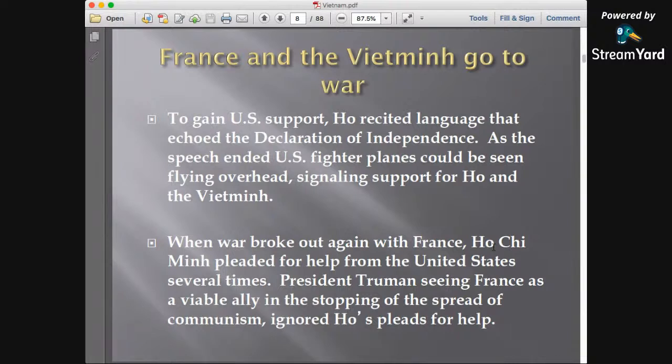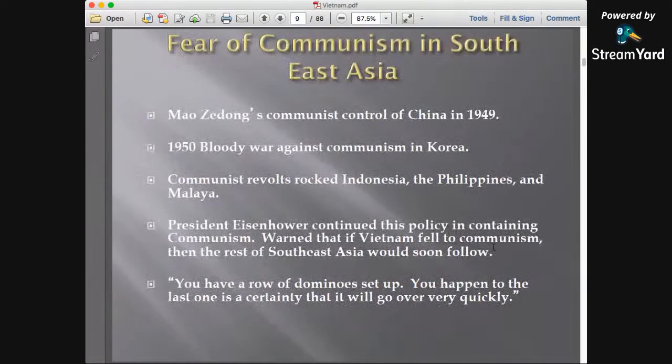When war broke out again with France, Ho Chi Minh pleaded for help from the United States several times, but President Truman, seeing France as a viable ally, especially after World War II, and in the stopping of the spread of communism, ignored Ho's pleas for help. It's important again to look back at that component of communism and capitalism. They call for the destruction of one another, and France seemed to be more of an ally within that ideology. So it's important to look at that.